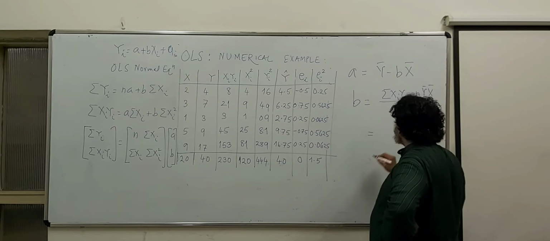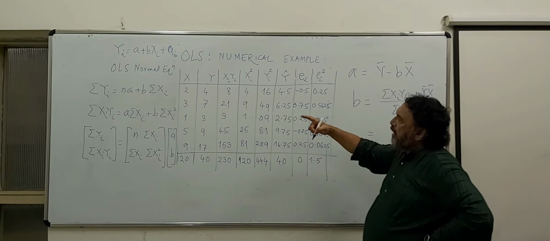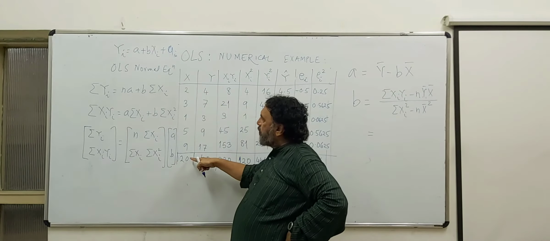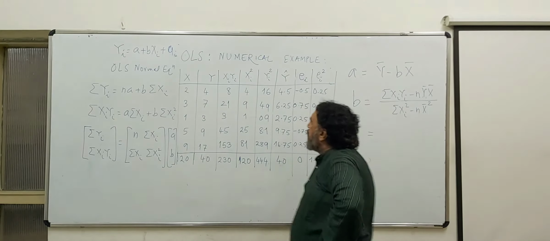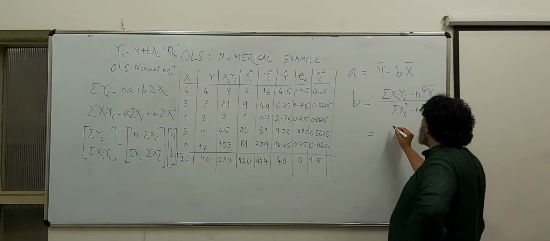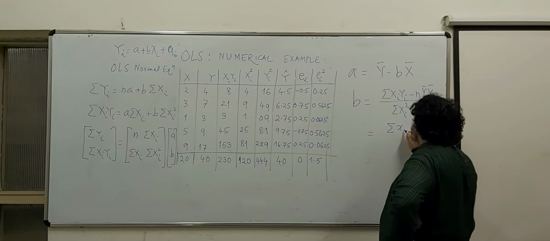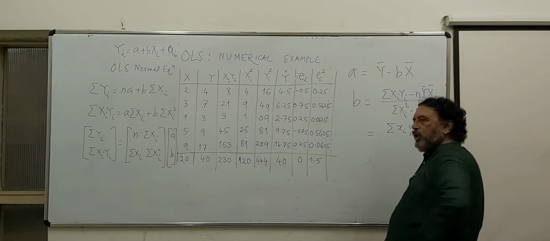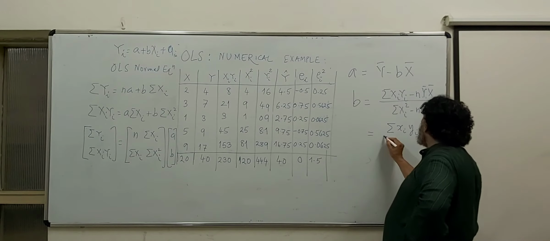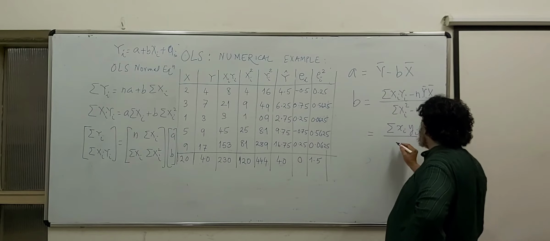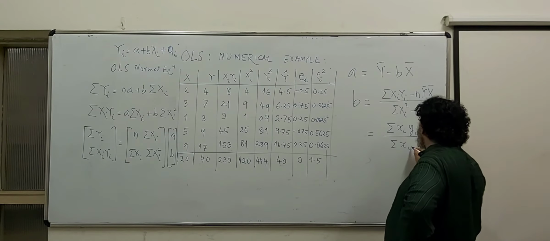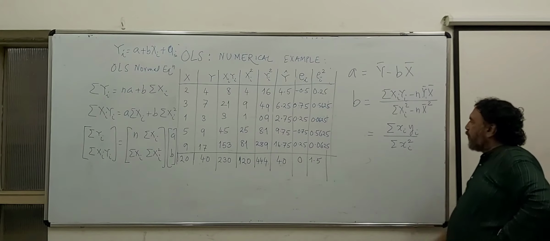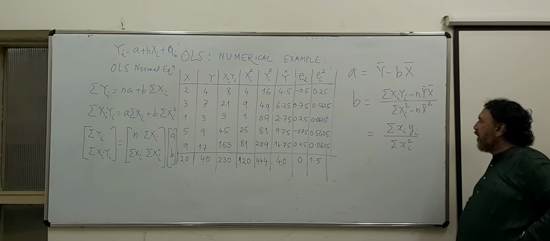In an alternative notation, if we have the data not in the original form but instead in the form of deviations from the respective mean, it would appear as summation small xi yi. This is also a notation which is used in many textbooks, and this would be over summation small xi square. That means the square of deviations of x from its own mean, summed up.